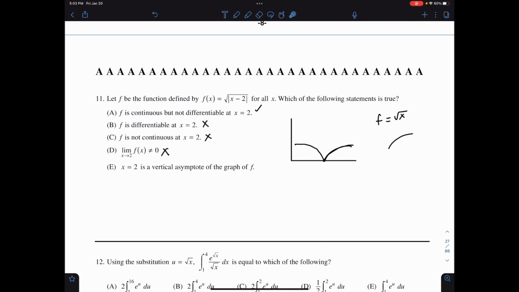And we have x equals 2 is a vertical asymptote of the graph of f. There is no vertical asymptote here. Nothing that approaches some vertical line. So that is definitely not true. The answer here is A.